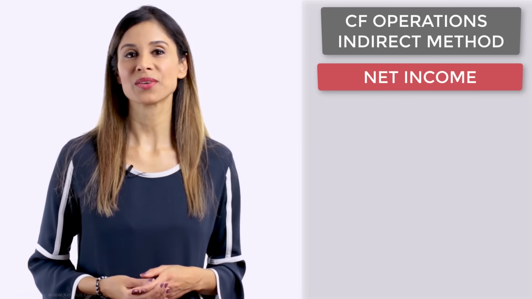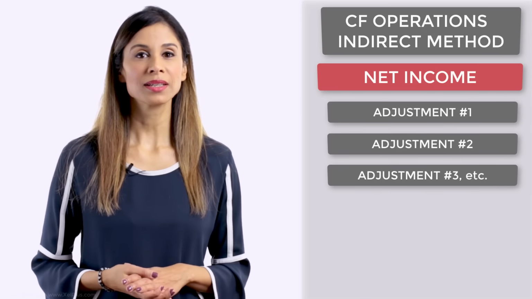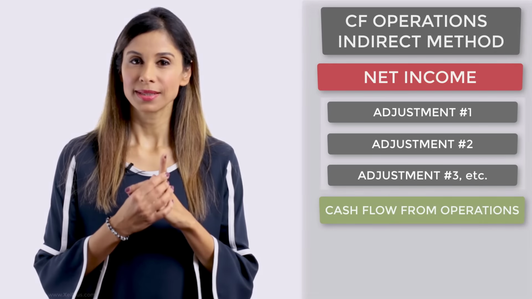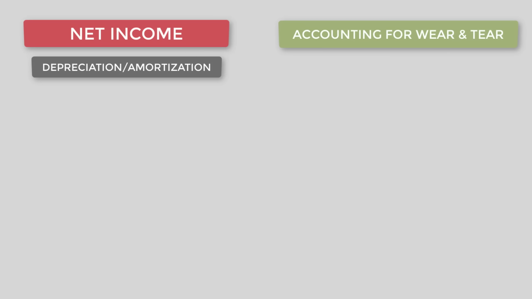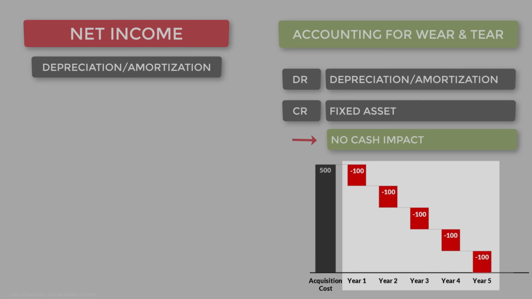As we said, we start out with net income, which is taken directly from the income statement. Then we adjust net income for multiple effects to arrive at the cash flow. Let's look at the most common ones. Depreciation and amortization. These are expenses in the income statement that don't have any impact on cash. We call this a non-cash transaction. Think about it. When we account for the wear and tear of using an asset, no cash leaves the business. It's just how we allocate the expenses over the useful life of the asset.